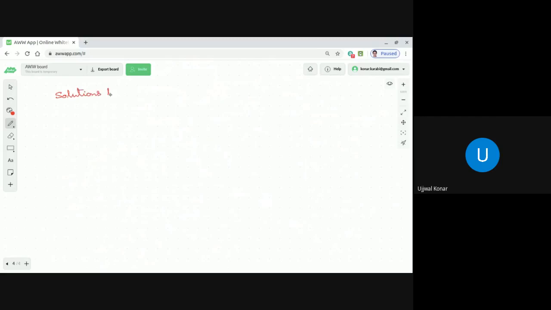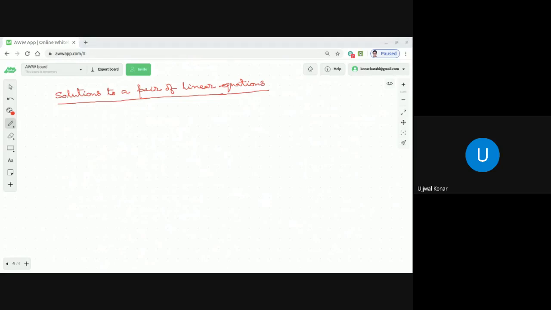Solutions to a pair of linear equations. So that means what? There are two linear equations given to you.